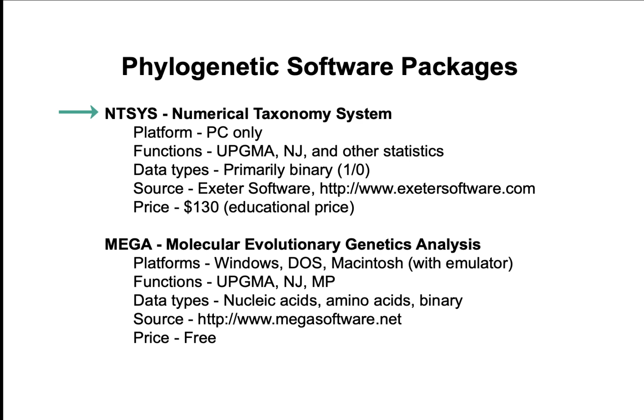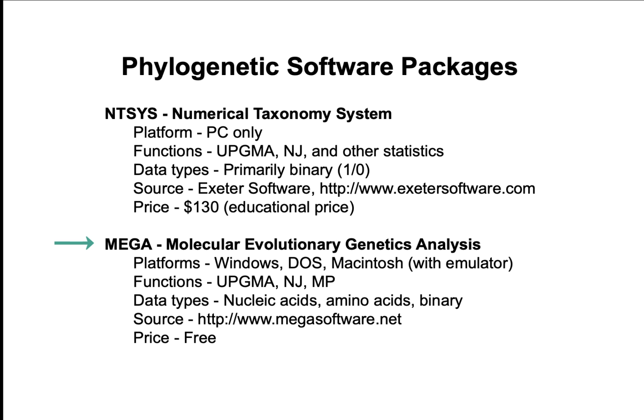So NTSYS, which is Numerical Taxonomy System, is for the PC only, costs about $130, and it has UPGMA, neighbor joining, and a few other statistics. Primarily the data types are presence or absence, so it's not as useful for molecular data such as DNA sequences, RNA sequences, or amino acid sequences.